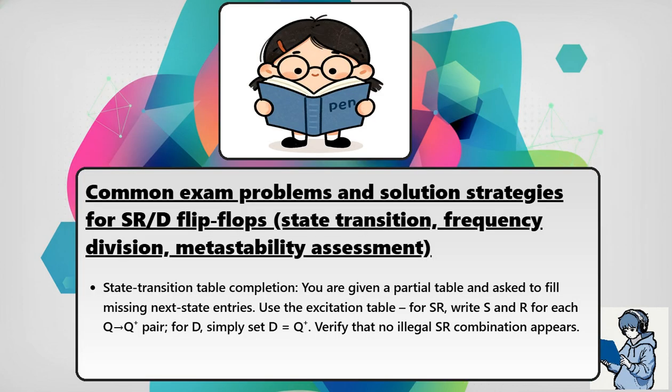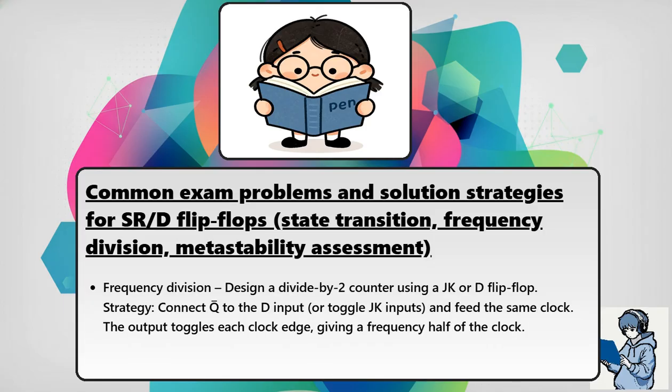State transition table completion: you are given a partial table and asked to fill missing next state entries. Use the excitation table. For SR, write S and R for each Q to Q+ pair. For D, simply set D equals Q+. Verify that no illegal SR combination appears. Frequency division: design a divide by 2 counter using a JK or D flip-flop. Strategy: connect Q bar to the D input, or toggle JK inputs, and feed the same clock. The output toggles each clock edge, giving a frequency half of the clock.